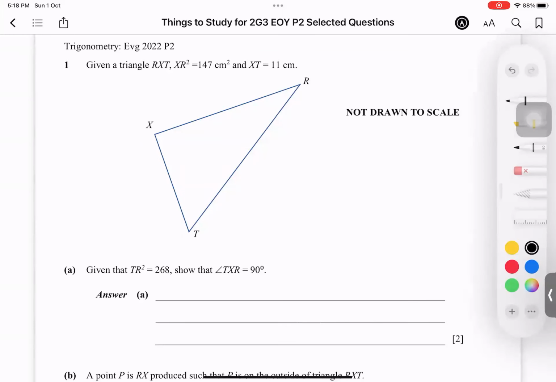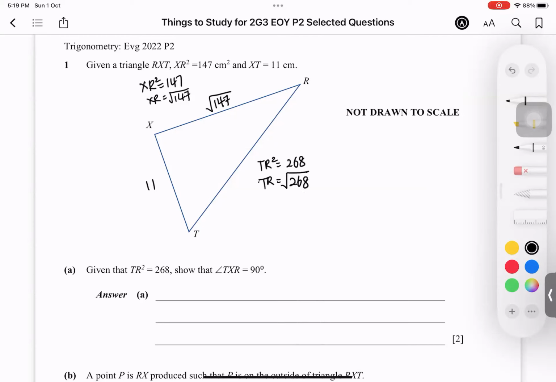Okay, but let me go through this very standard question over here. I think all of you should know how to show the converse of Pythagoras theorem already. So XR squared is 147. This is not 147 itself, the XR squared is 147. So XR is the square root of 147. XT is 11 cm. They tell you that TR squared is 268. So TR will be the square root of 268.